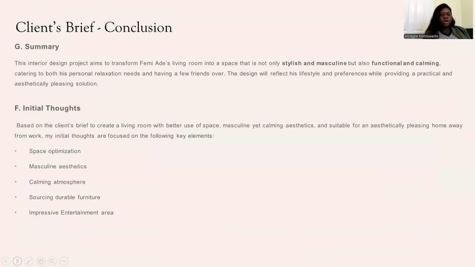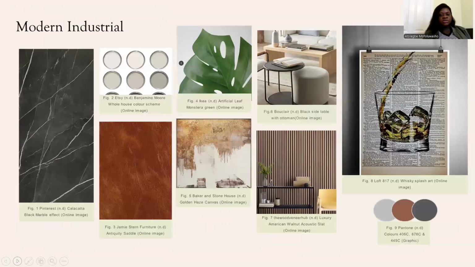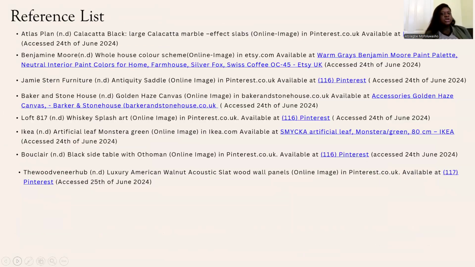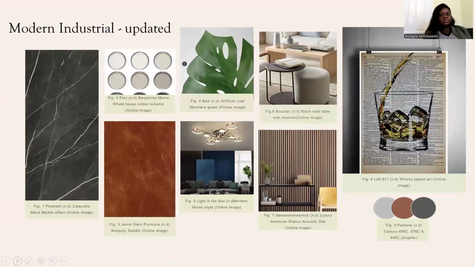I then came up with a concept board that reflects some of these ideas, where we go light gray on the wall and have a darker gray as an accent wall. Then for your media wall, we've got wall slats for the paneling and the brown on your sofa, just to pull together the masculine aesthetics that you have in mind.